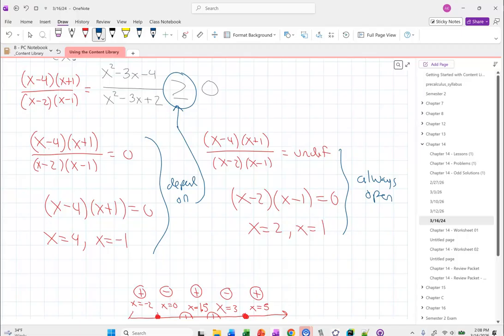Like how the left side's equal to 0 and the right side's equal to undefined? So this is a fraction, right? When is a fraction equal to 0? When it's like 0 over 2, right? When the top is 0 and the bottom isn't. Yeah. So I took the top and set it equal to 0. When is a fraction undefined? When I divide by 0. So I took the bottom and set it equal to 0.